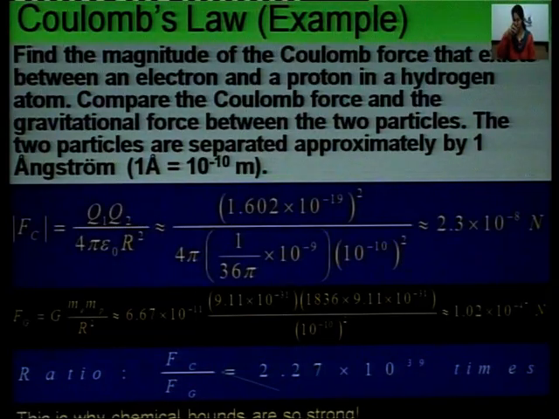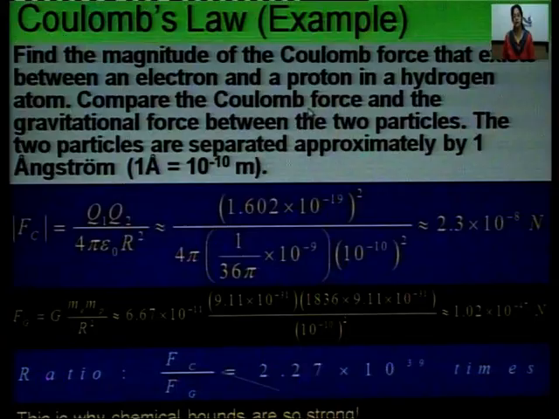Next example. Find the magnitude of Coulomb's force that exists between an electron and a proton in a hydrogen atom. So now we have to find the magnitude of force between a proton and an electron, and after that we have to compare the Coulomb's force and the gravitational force between the two particles. The two particles are separated approximately by 1 angstrom.